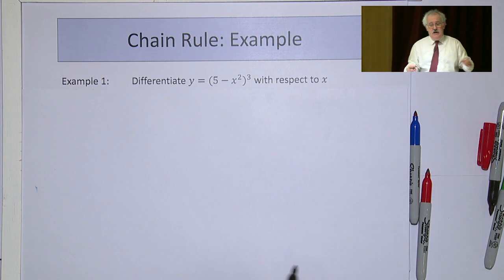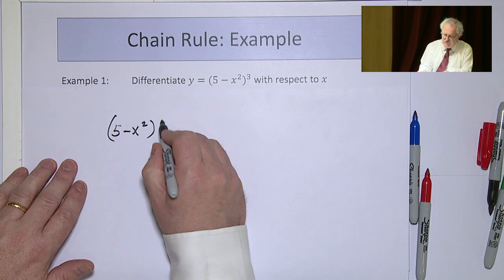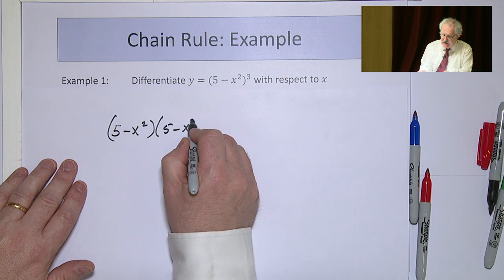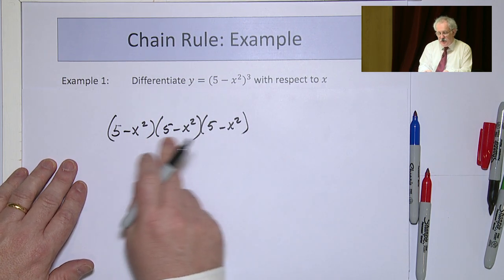Now, if you had time, you could say 5 minus x squared cubed would be 5 minus x squared, times 5 minus x squared, times 5 minus x squared. You could multiply one by the other.